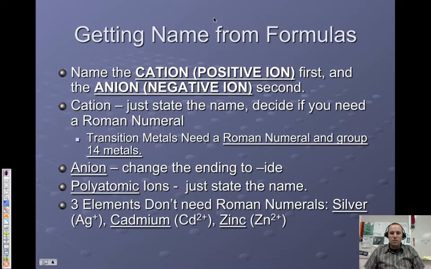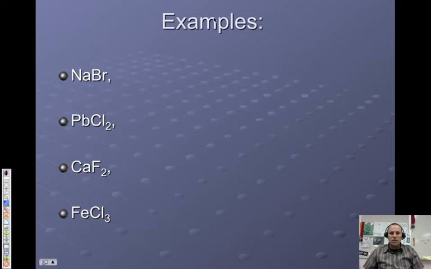Okay. There are 3 elements on the periodic table that don't require Roman numerals, and I want you to circle them on your periodic table right now. Pause the video and write down: silver is always +1, Ag+. Cadmium is always 2+, and so is zinc, always 2+. Those do not need Roman numerals to tell you what the charge is.